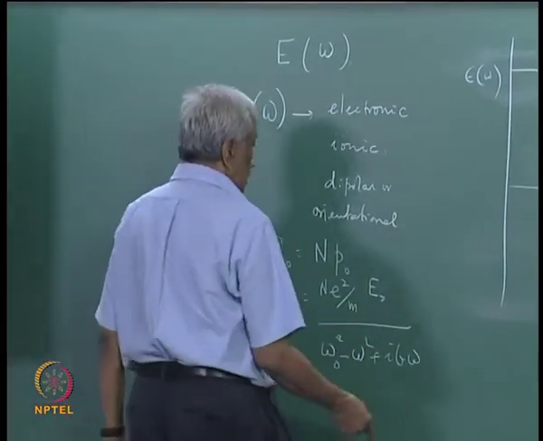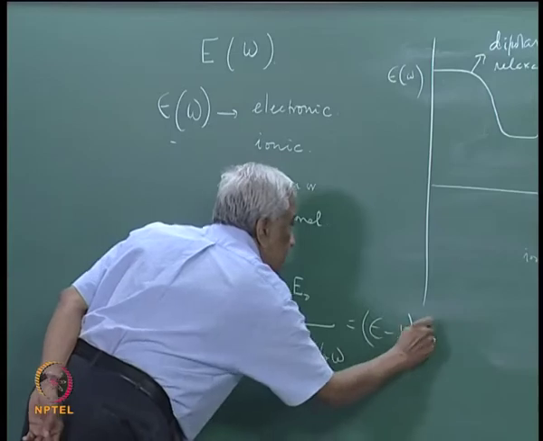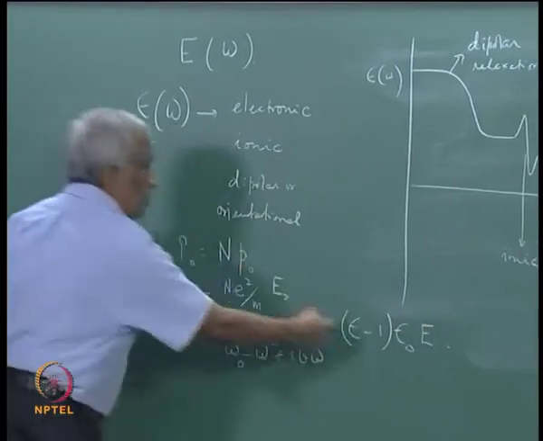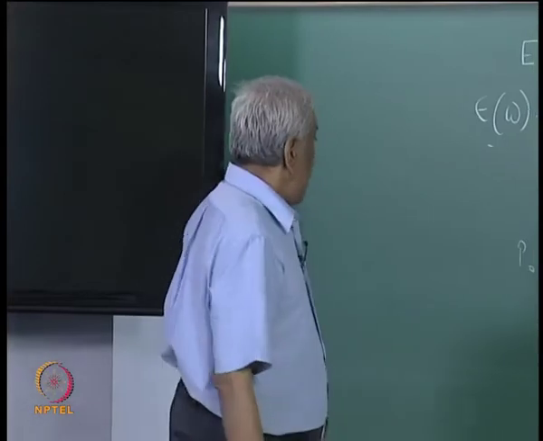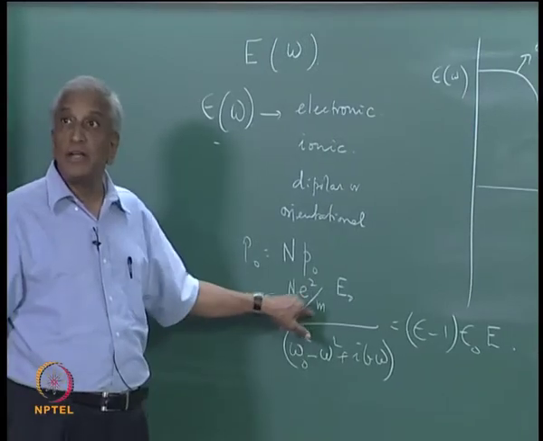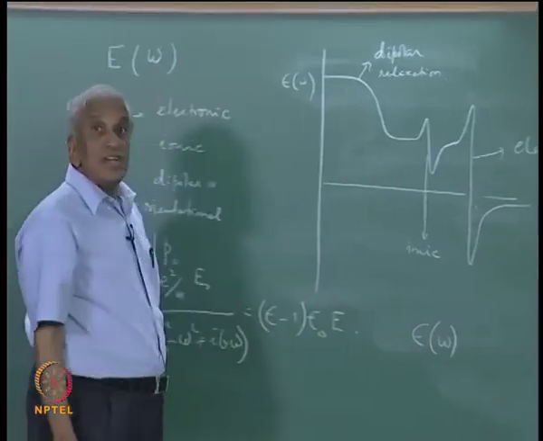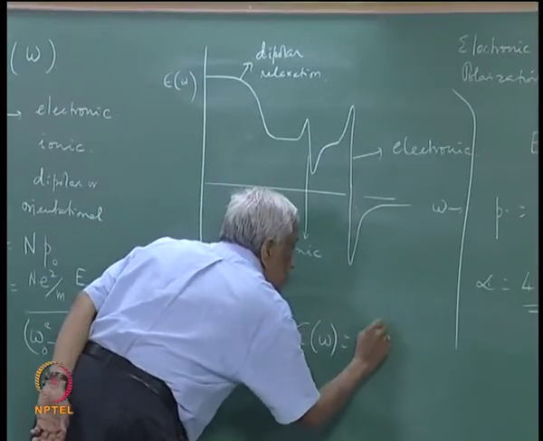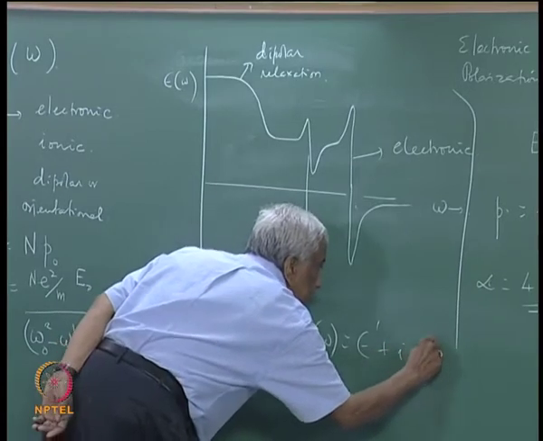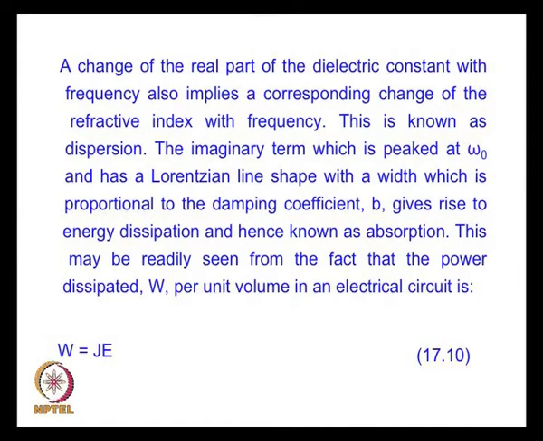And therefore, since the relation between this is what gives you the epsilon, this can be written as epsilon minus 1. So, we get the dielectric constant, and because of this factor i here, this becomes a complex quantity, and therefore the epsilon is in general complex. So, let us write it as epsilon prime plus i epsilon double prime. So, we have a complex dielectric constant. So, the real and imaginary parts are there.